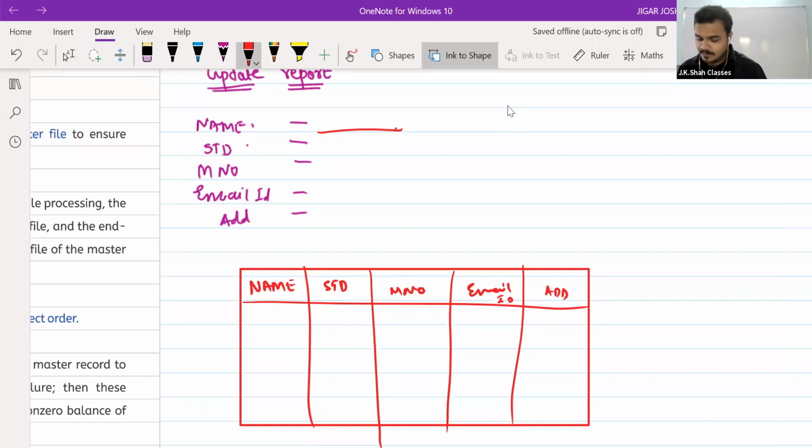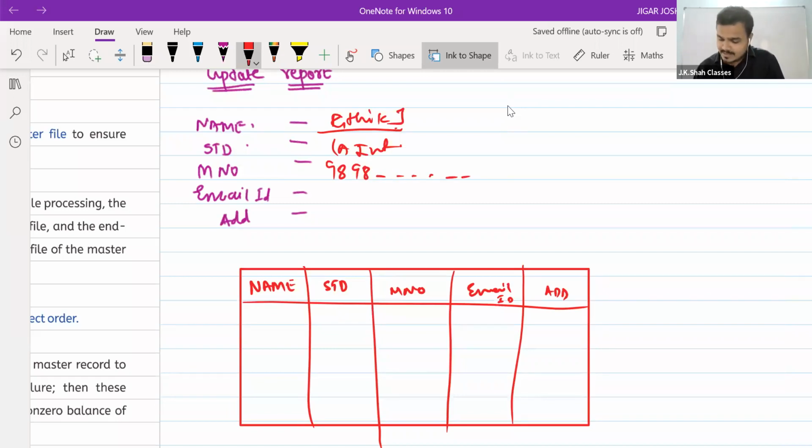Let's take the example of an interesting person. We have Ritik over here, and he has entered his details. Further, his education standard, obviously, he has mentioned CA Inter. The mobile number he has mentioned is 9898 and so on. The email ID he has mentioned is rj@gmail.com. And the address we'll take as Chennai. Ritik, please enjoy in Chennai city.